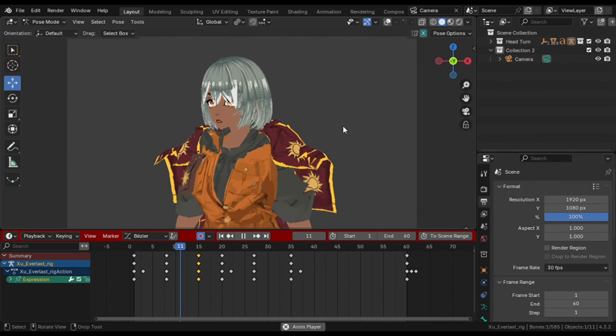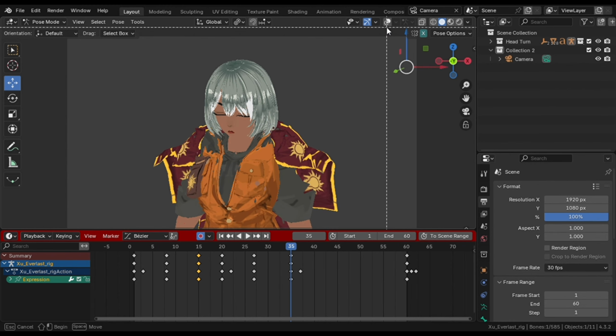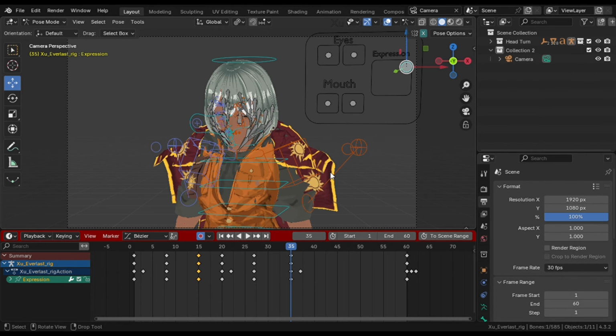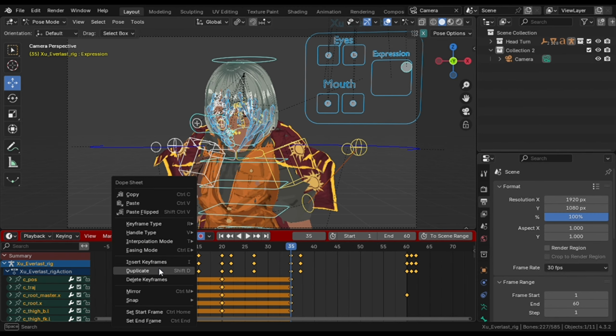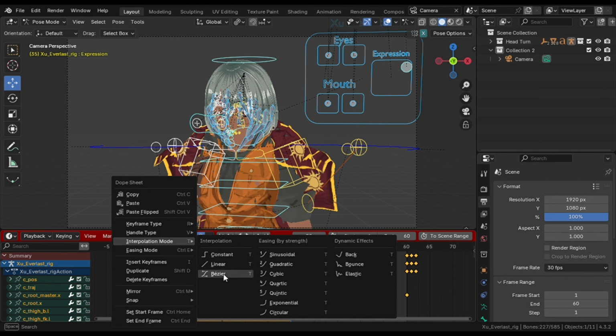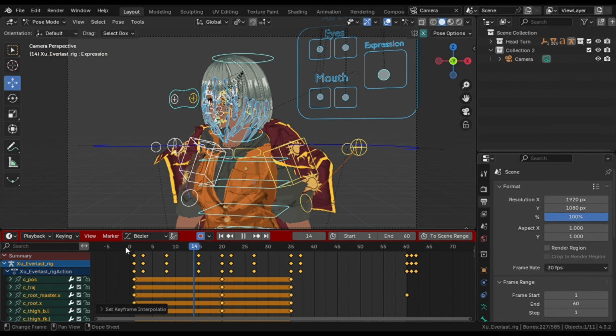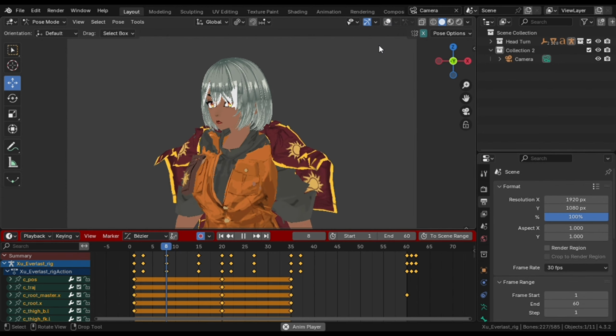And now lastly is the cleanup and overlapping action. Basically, you find the parts of the body that will overlap with the movement. So let's say the hands, the head, the neck will overlap. What you would do is take the keyframes and move them 2 frames ahead so that they overlap with the action. So yeah, that's what I did.